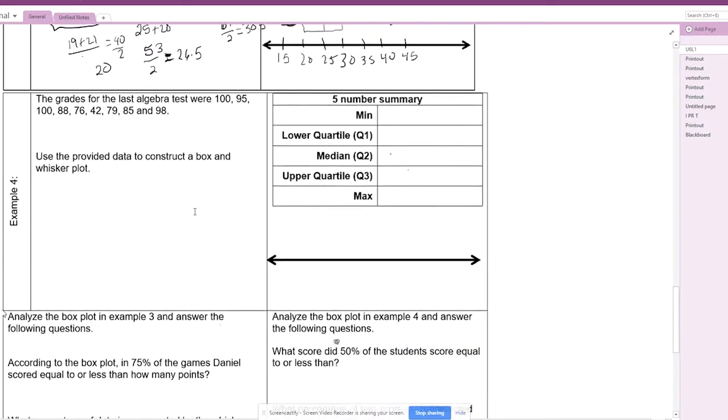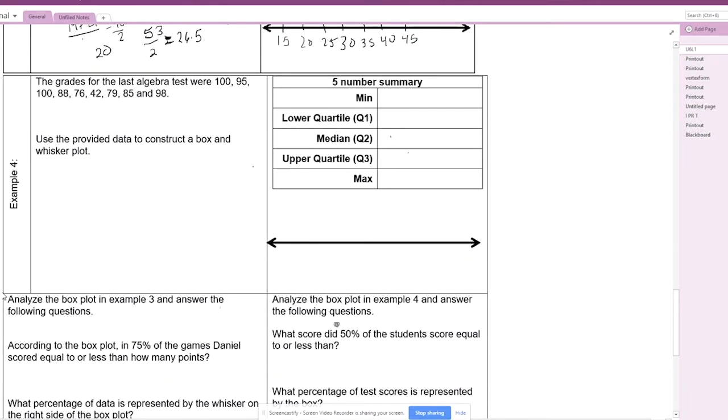All right, let's take a look at example 4. Here are our grades. We are asked to do another box and a whisker plot. So now let's do that. So we're going to start with ordering these. So we got 42 as our lowest. Let's see, 76, and then 79, and then 85, and then 88. Then we got 95, 98, and then 100 and 100.